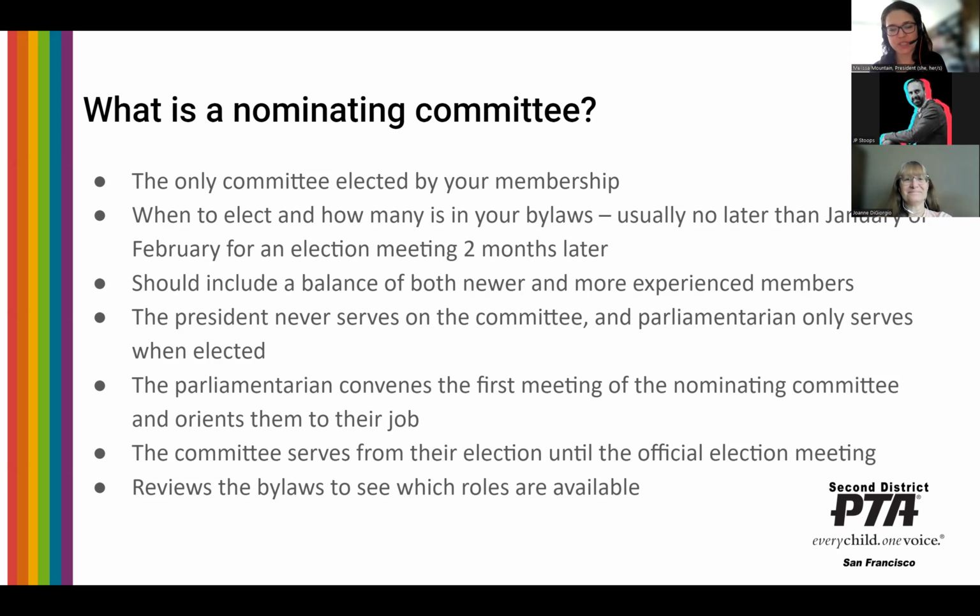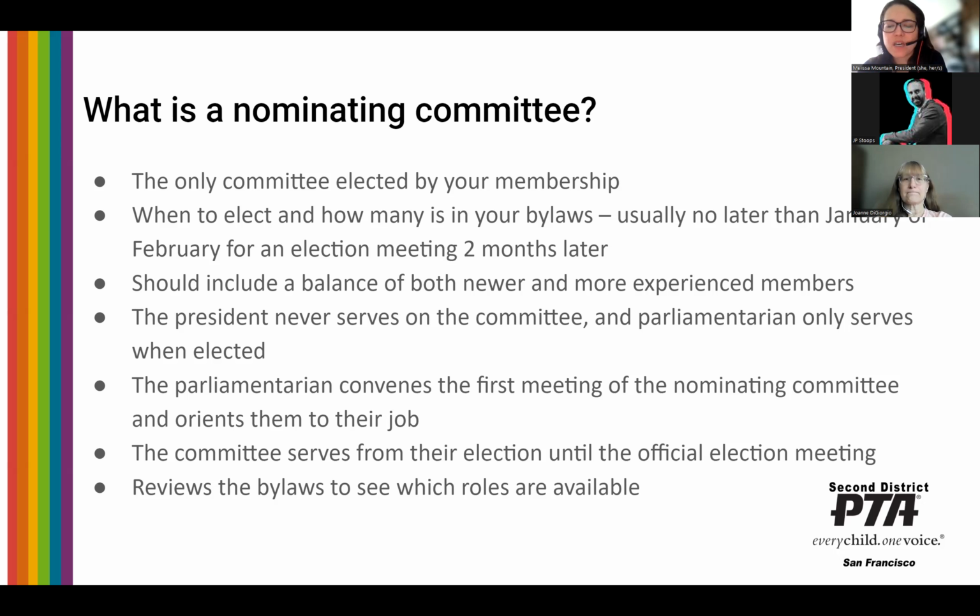But like the good point that you made, this is something to always be thinking about. Who can I be inviting into leadership? So an important point to make is that the president never serves on the committee. The president is in fact a de facto member of every committee in your PTA except this one. And that's because the nominating committee really has a lot of influence on your PTA, and you don't want the head of the PTA to be having a say in the future and every single thing. So that's just the one committee that the president stays out of.